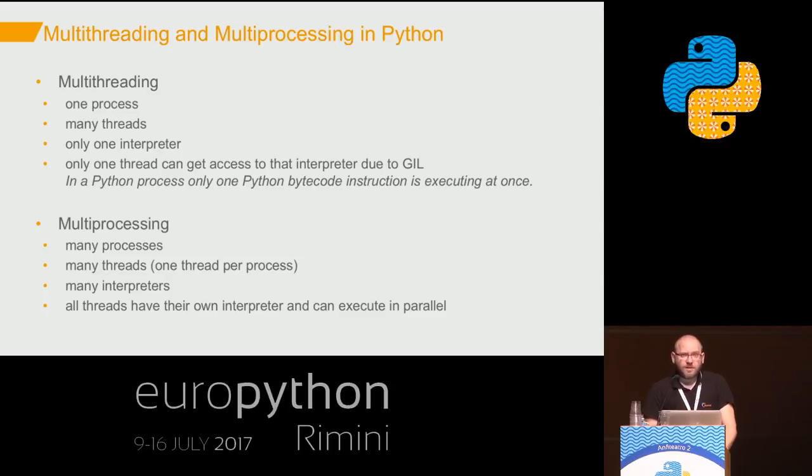With I/O, it's a little bit different story, because I/O does not execute any bytecode instructions. So if you have threads and you do some I/O in them, you can actually see a speed up, but that's because it's not going through the Python interpreter. And when we talk about multiprocessing, we have many processes, with at least one thread per process, and many interpreters, and all processes have their own interpreter. And that's why they can execute in parallel.